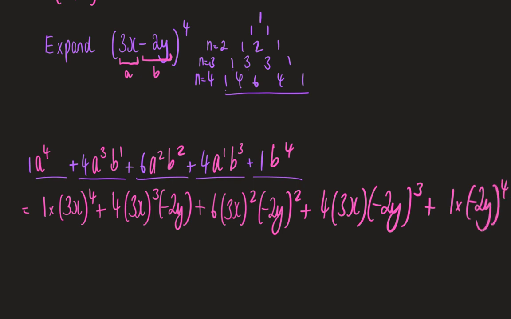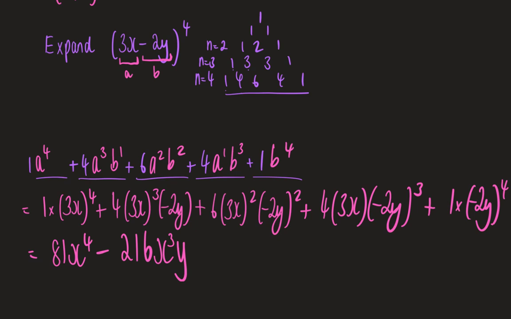Same thing again. Now we just need to simplify. We've got 1 times 3 to the power of 4, which is 81x to the power of 4, plus 4 times 3 cubed. Well, 3 cubed is 27, and then 27 times 4 is 108. And 108 times negative 2 is going to give me negative 216. So I can change this plus sign here to a minus 216. That's my coefficient. I've got x cubed and 1y.